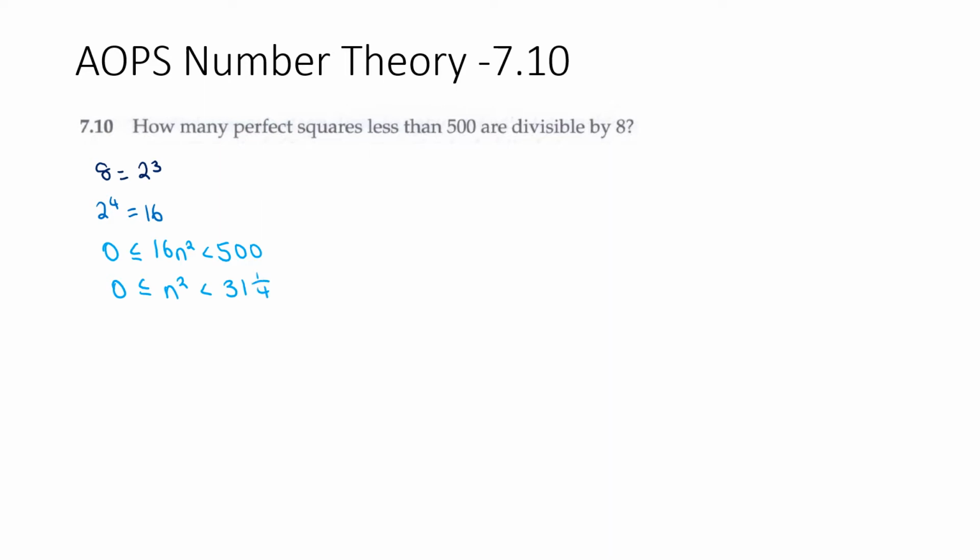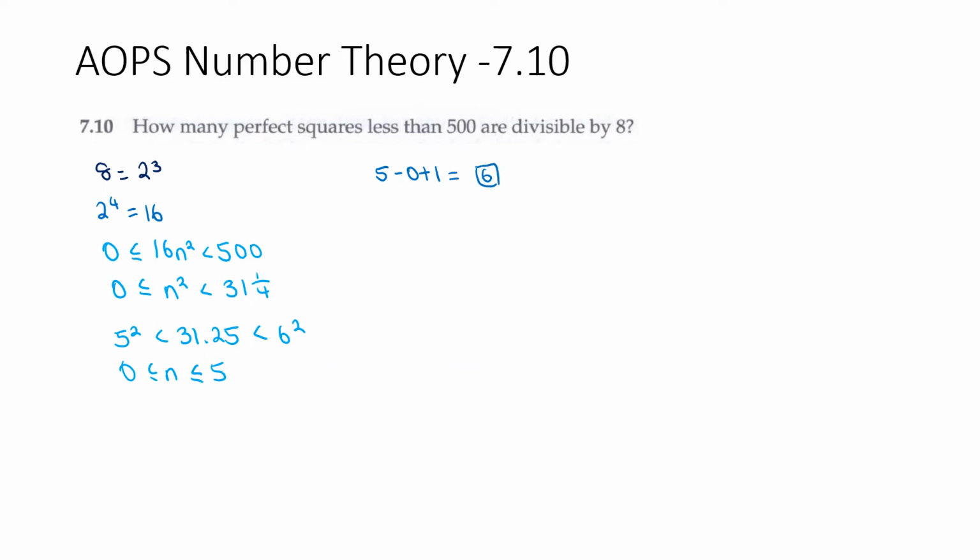So then if we take the square root of this inequality, since it's irrational, it will be 5 squared is less than 31.25, which is less than 6 squared. Since 31 and 1 over 4 is equal to 31.25, it's in between 5 squared and 6 squared, so instead we could write it as 0 is less or equal to n, which is less or equal to 5. So there are 6 perfect squares, because 5 minus 0 plus 1 is equal to 6.